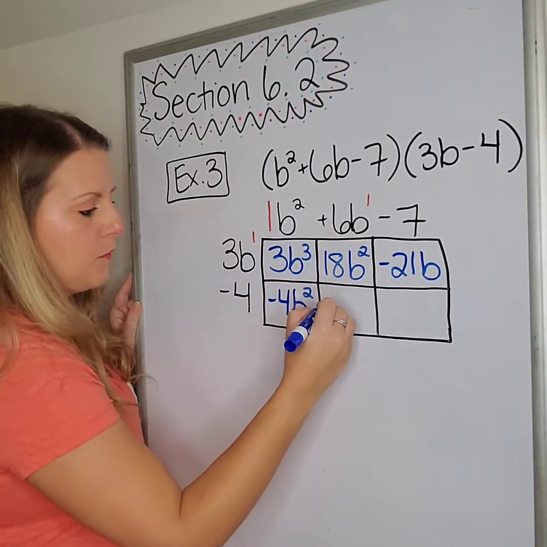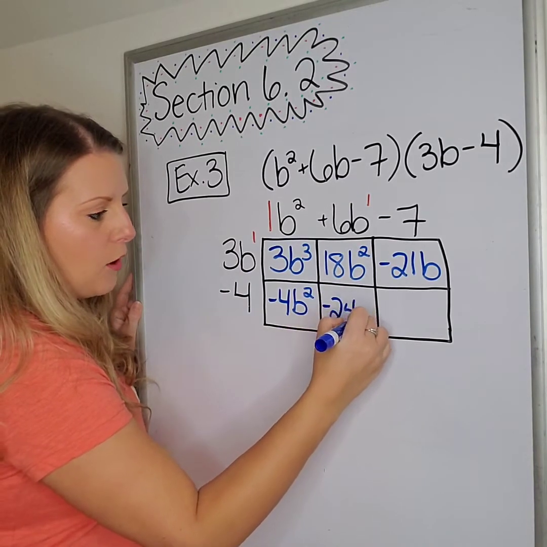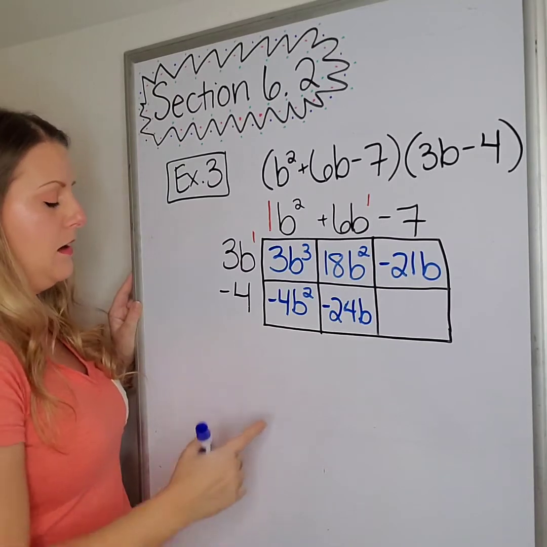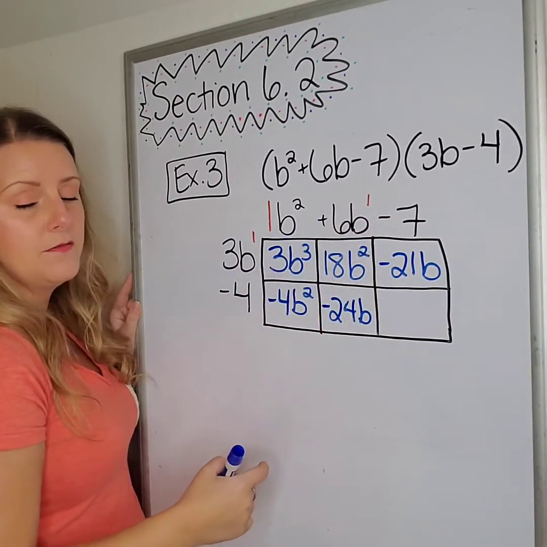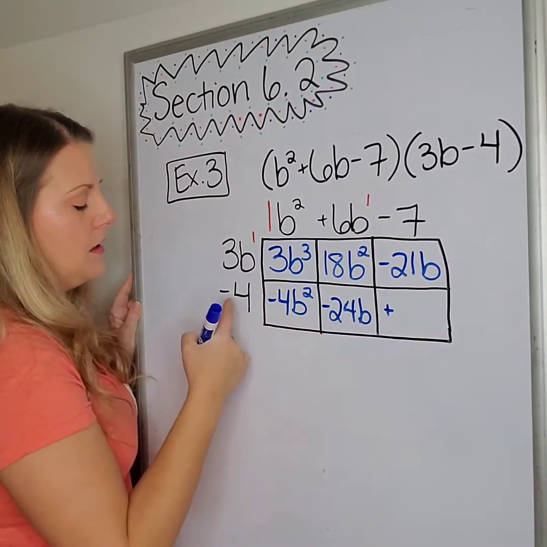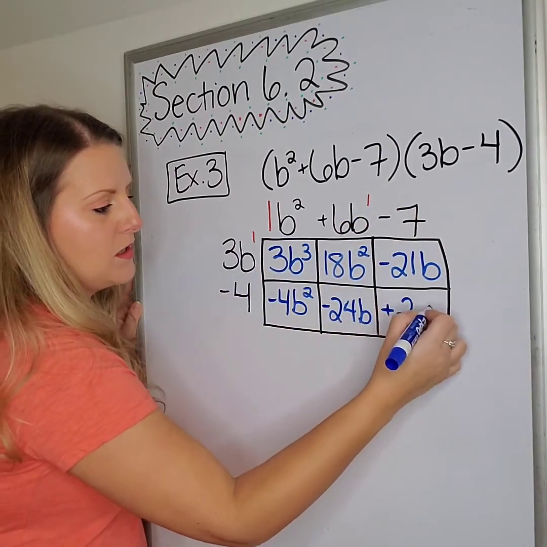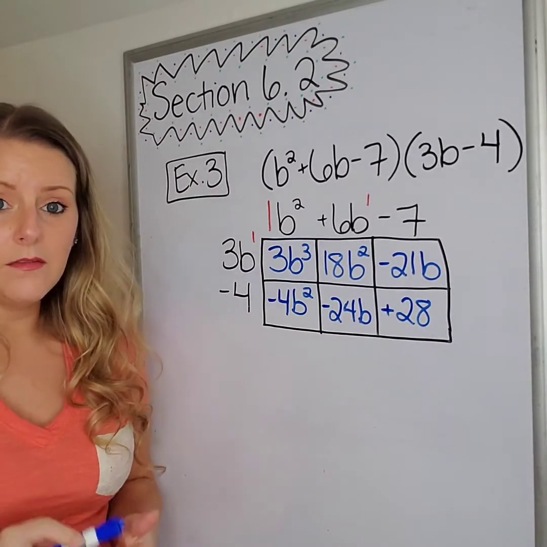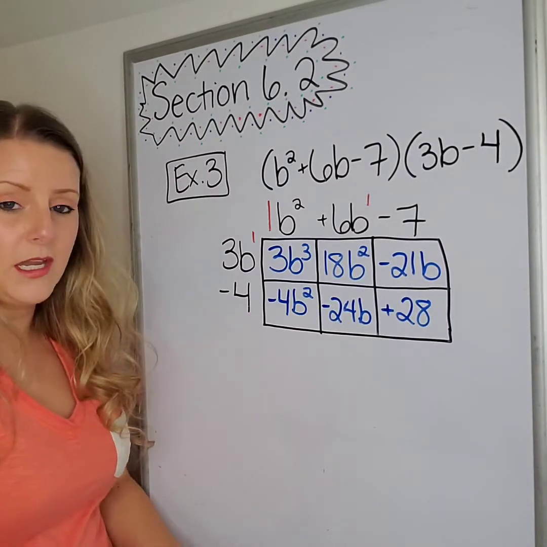Negative 3 times 4 is negative 24. Just drop down the b. Again, there's nothing to add to it over here. And negative 4 times negative, 2 negatives make a positive. And 4 times 7 is 28. Now, you're not done. Okay, there are buddies here. So start looking at what buddies up.